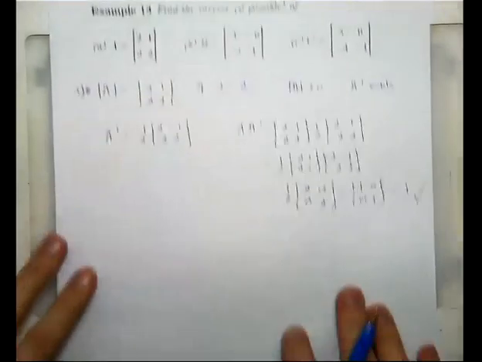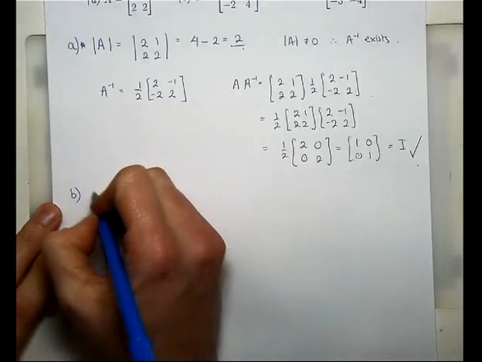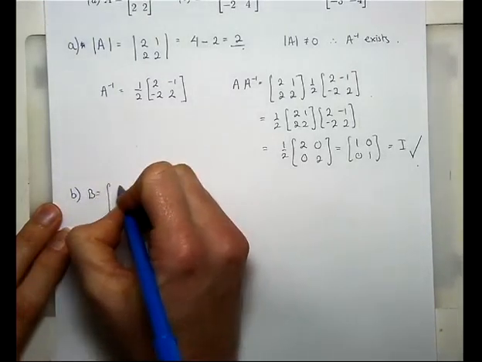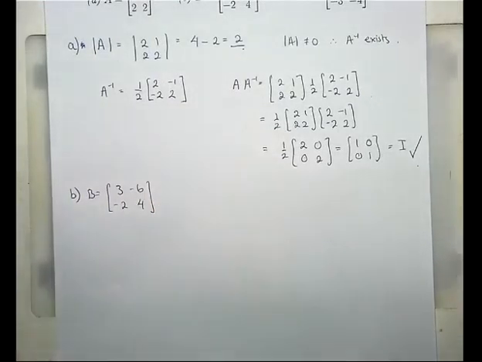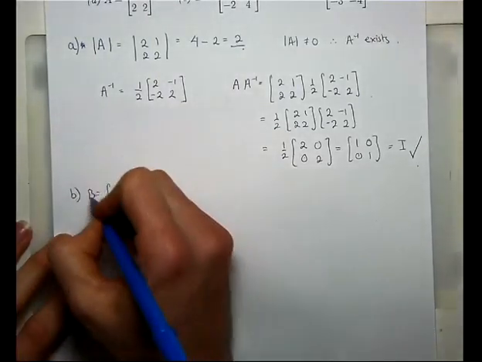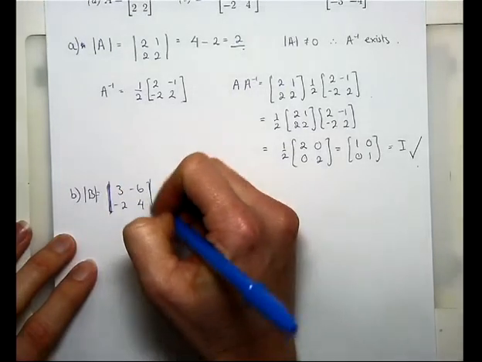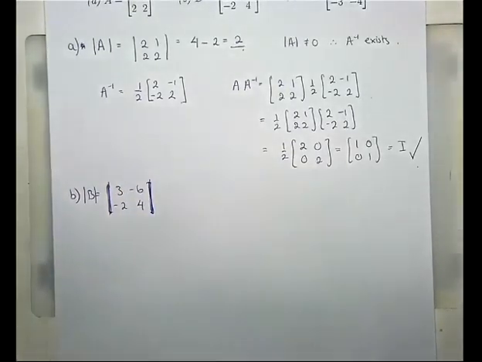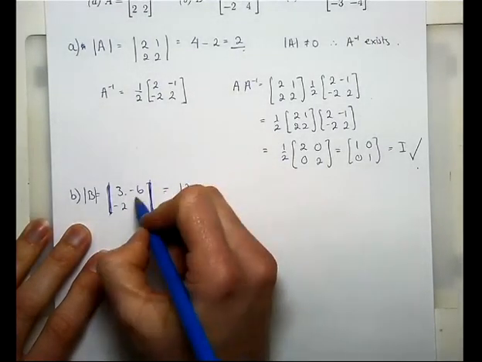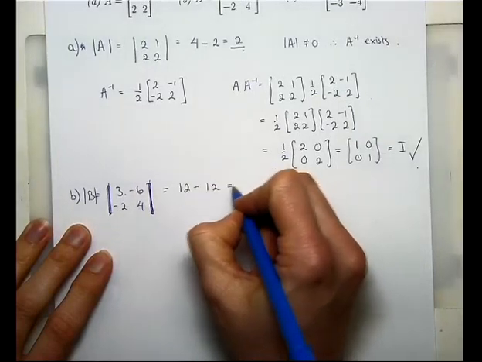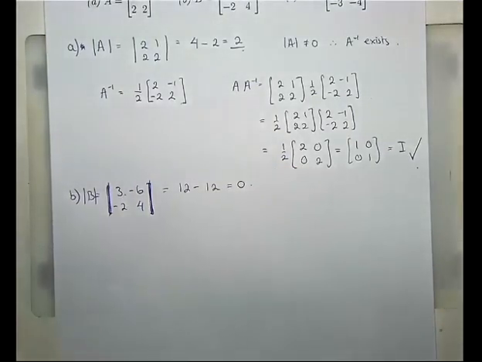All right, part B. Actually, let's just do this. Find the determinant, and we'll put straight lines here. First thing you do is find the determinant, first to check that it's not 0, and we're going to need it anyway. This diagonal gives you 12, this diagonal gives you 12, and the determinant is 0. If the determinant is 0, then the inverse doesn't exist.